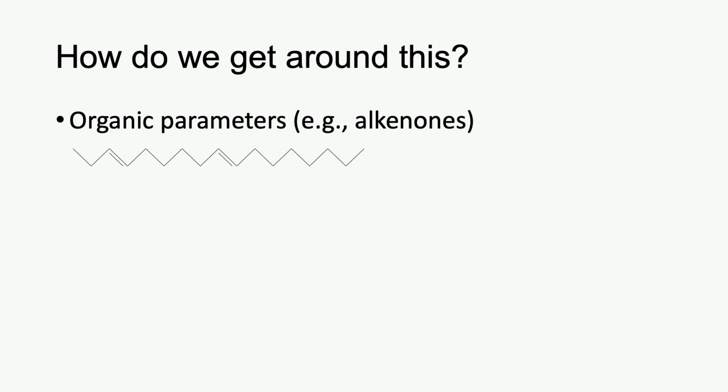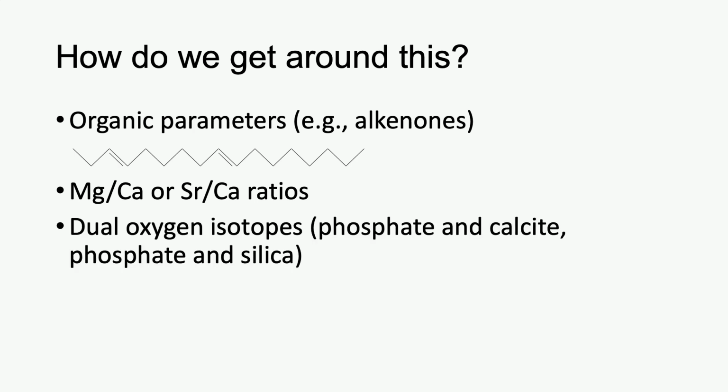Over the years, there's been an enormous number of ways to get around this. One of which is to use other thermometers. For example, you can use organic proxies, so alkenones, GDGTs, things like this. You can use magnesium-calcium ratios, strontium-calcium ratios, so trace metal ratios, to get temperature. Harry Elderfield has pioneered this very much for benthics and things like that. You can do dual oxygen isotopes, so look at two different phases, phosphate and calcite, or in silica, and try and do thermometry this way.